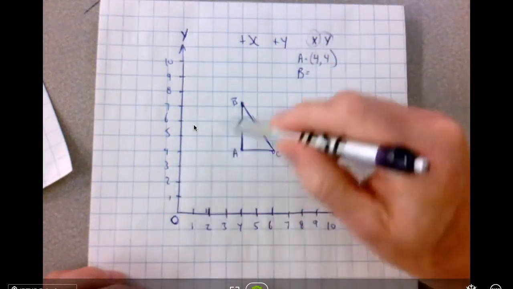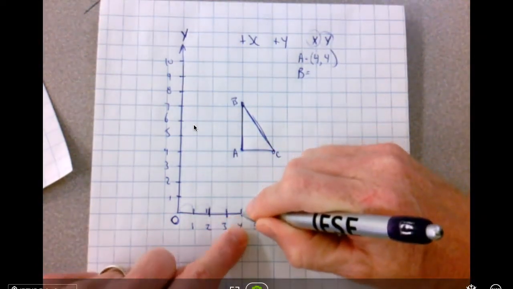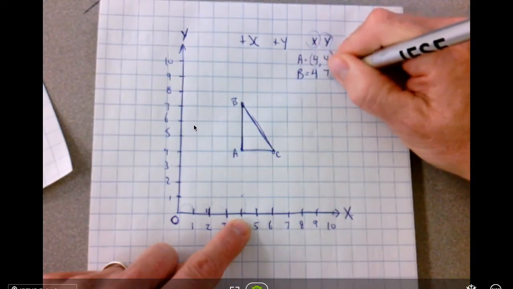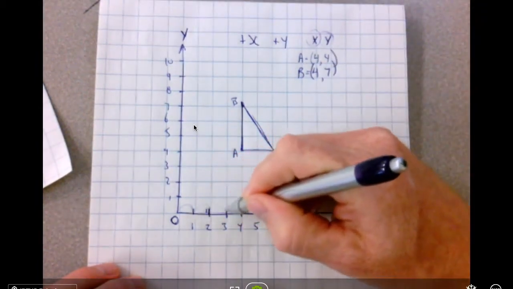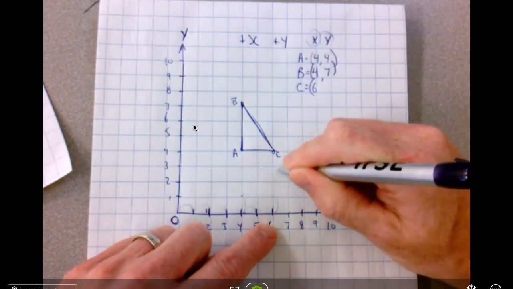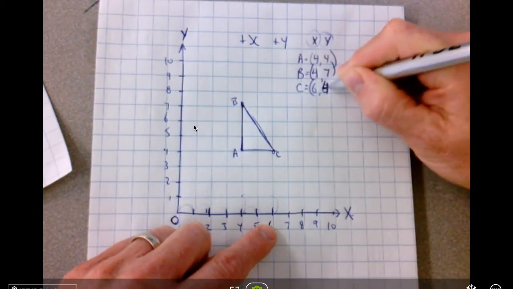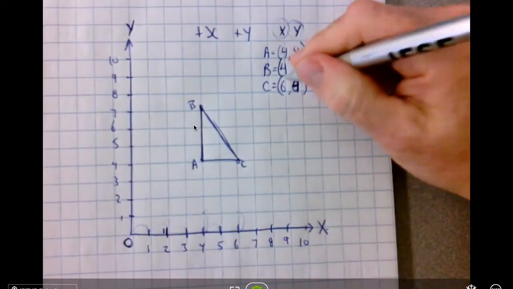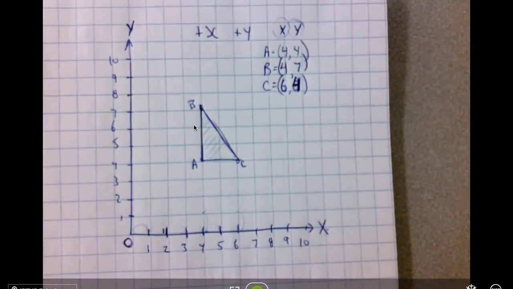So if some of you want to look up here, B, what I would do is I would go 1, 2, 3, 4 along the x-axis. So I know that that's 4. And then I'm going to go up the y-axis, 1, 2, 3, 4, 5, 6, 7. And then for C here, I got 1, 2, 3, 4, 5, 6 along the x-axis, and then I go up 4 on the y-axis. Okay, it's supposed to be a 4. Zoom in a bit more here. All right. So that's my original shape, A, B, and C.